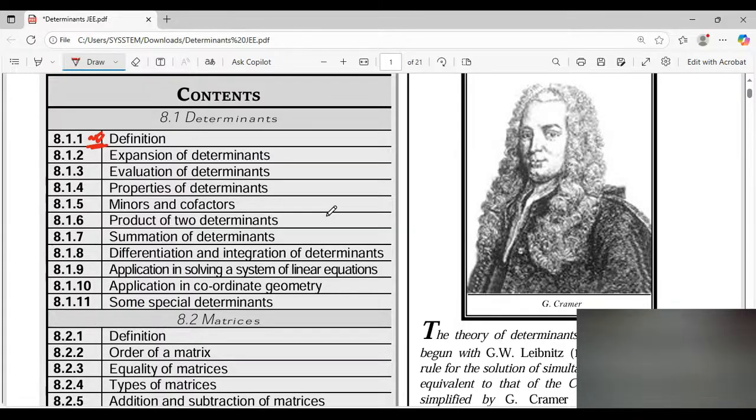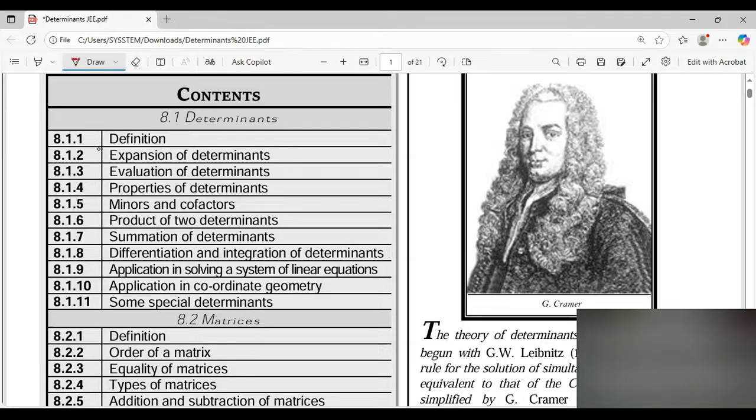Let's study about determinants. This is one of the most important chapters of mathematics, and this is in class 12. So this class will be useful to the schooling students of class 12 having the subject mathematics.